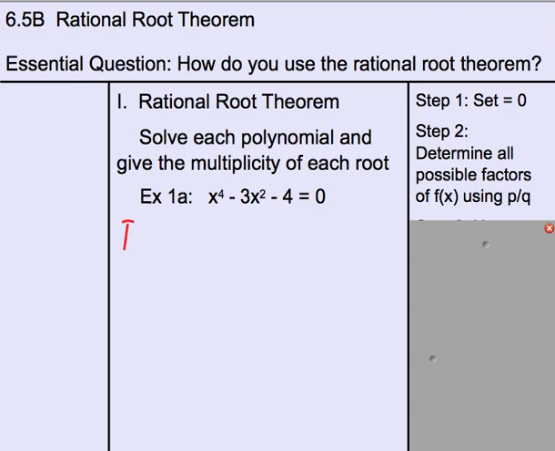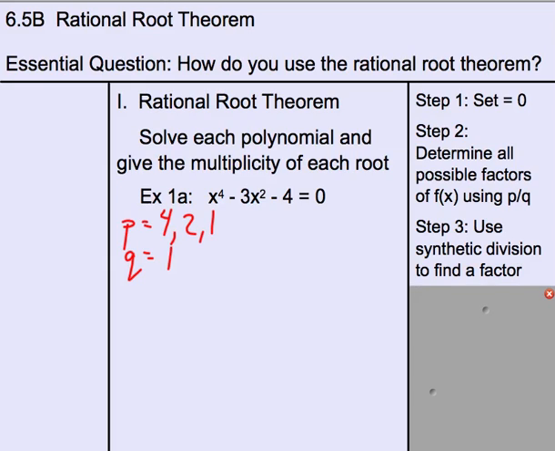P, remember, is the constant, in this case 4. All of the factors of 4 include 2 and 1. Q is our leading coefficient, which is 1, so that makes it easy for us. The only possible rational roots of this function are plus or minus 4, plus or minus 2, plus or minus 1. Now we're starting with one that we've seen how to factor so that we can ease our way into this rational root theorem.